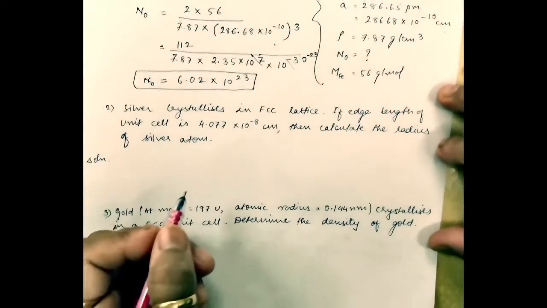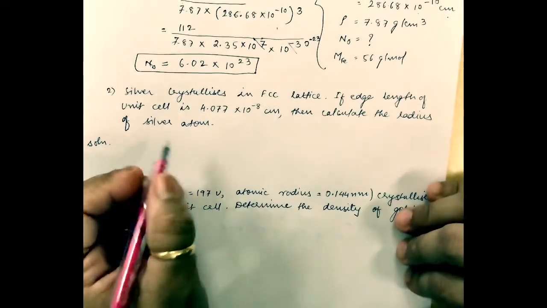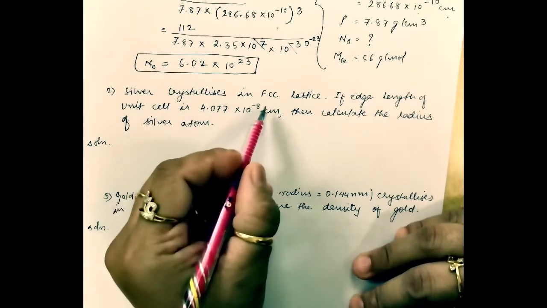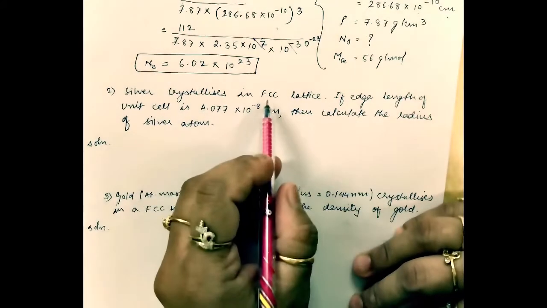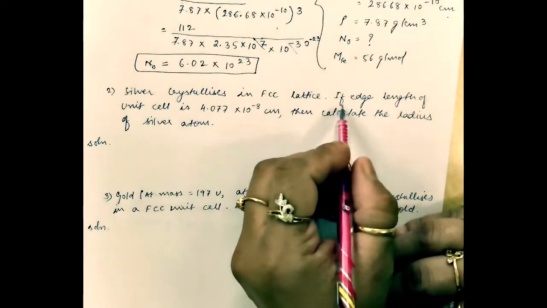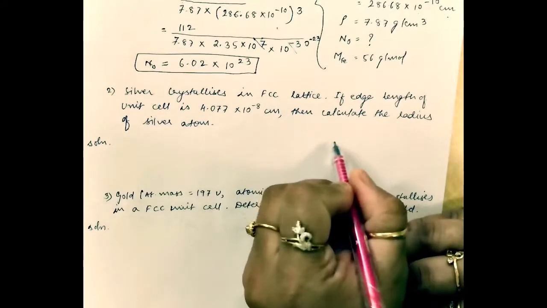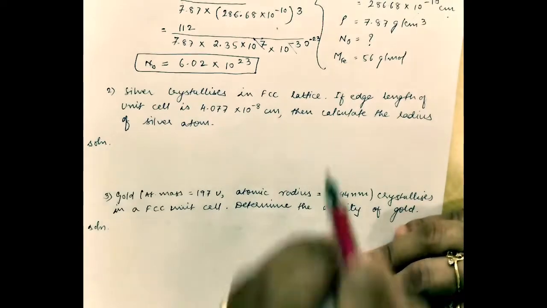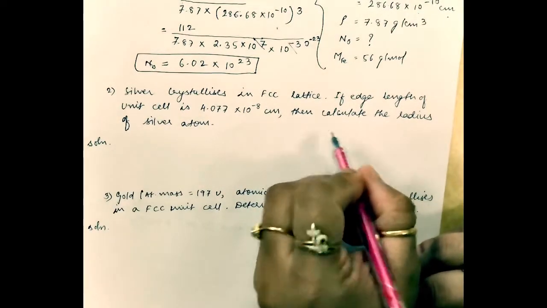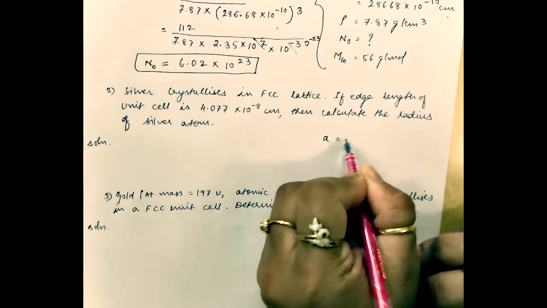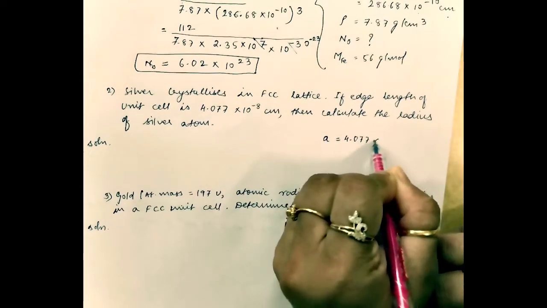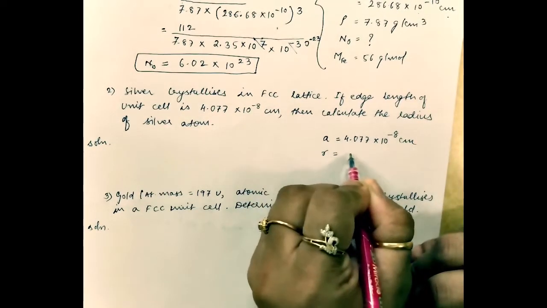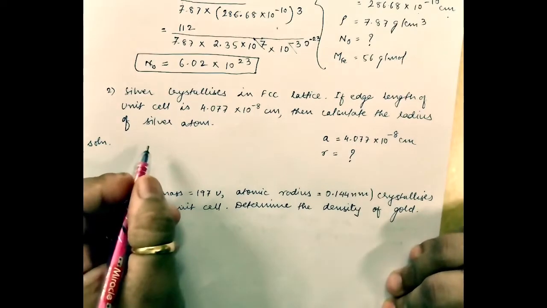That was simple. Let us move to the second question. You need to go through the question. Silver crystallizes in FCC lattice. FCC is face centered lattice. If the edge length of the unit cell is given as 4.077 into 10 to the power of minus 8 centimeters, then calculate the radius of silver atom. This is simple. You are given the edge length, that is A, as 4.077 into 10 to the power of minus 8 centimeters, and you have to find out the radius of the silver atom.